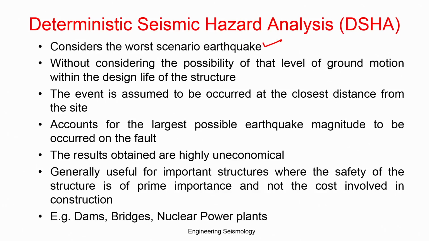The event is assumed to occur at the closest distance from the site and accounts for the largest possible earthquake magnitude to occur on the fault. Okay. So, basically they have to account for the largest possible magnitude occurring on the fault. The results obtained are highly uneconomical. Okay, because it is the worst scenario, it may happen, it may not happen.